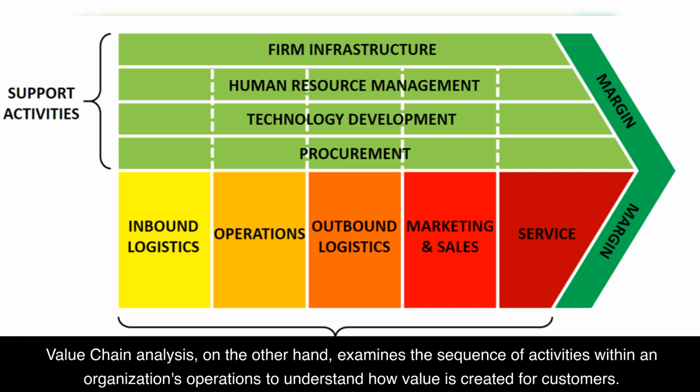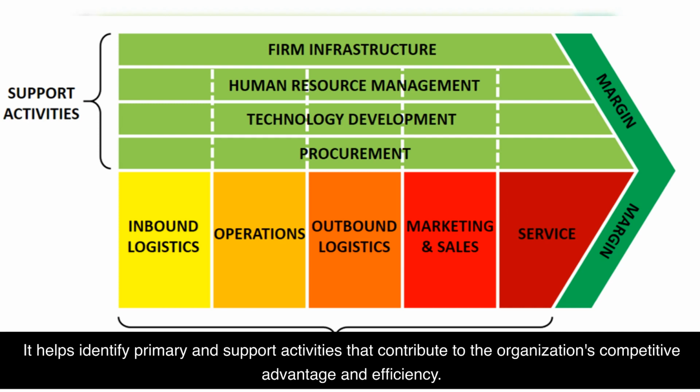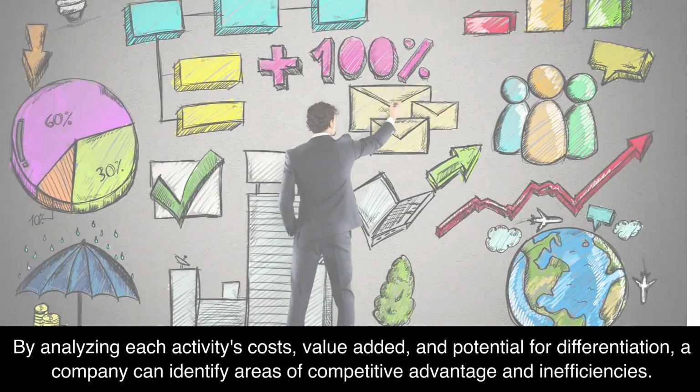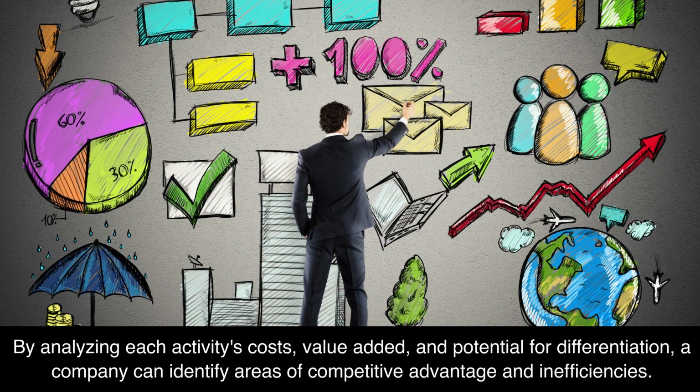Value chain analysis, on the other hand, examines the sequence of activities within an organization's operations to understand how value is created for customers. It helps identify primary and support activities that contribute to the organization's competitive advantage and efficiency. By analyzing each activity's costs, value added, and potential for differentiation, a company can identify areas of competitive advantage and inefficiencies.